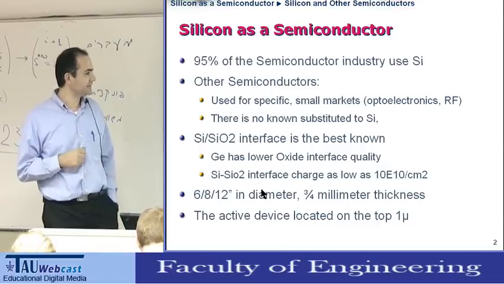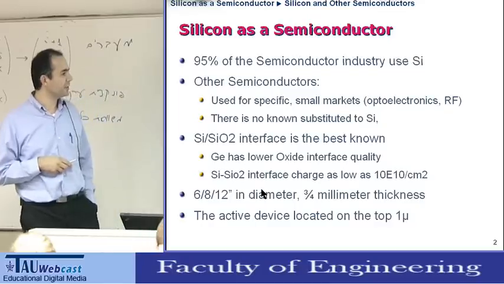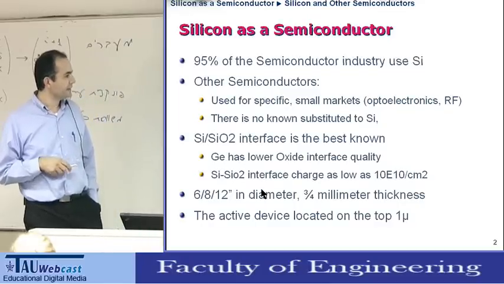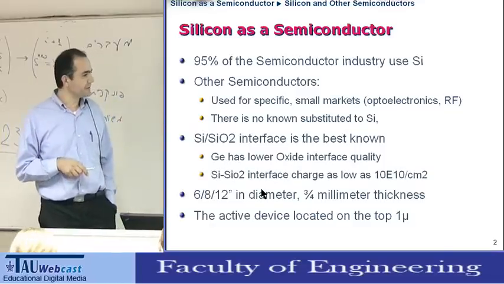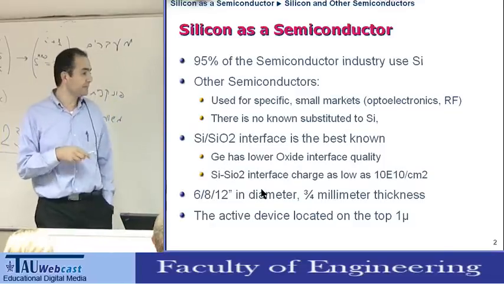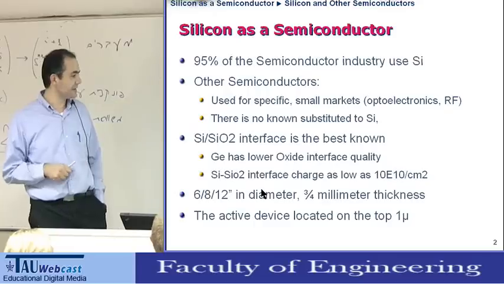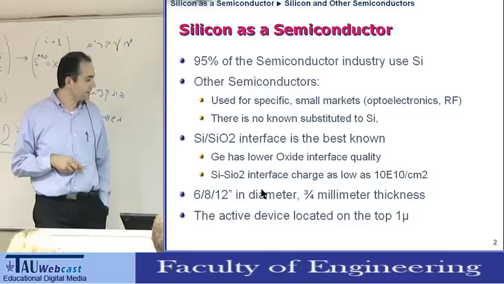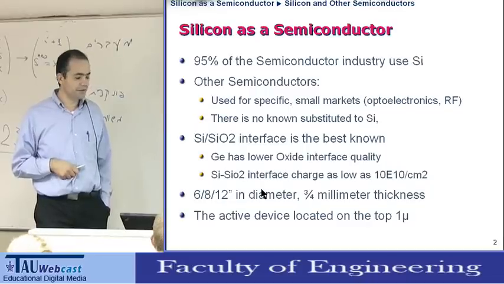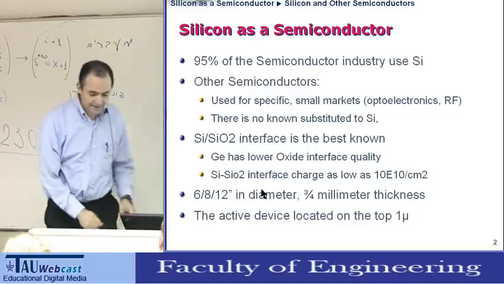Germanium doesn't have that kind of oxide interface. The oxide interface is measured by the number of charges or number of traps. And for silicon, it's a very low number. Actually, this is not even the best number. Silicon is made currently on 6, 8, and 12 inches. I brought you an example.